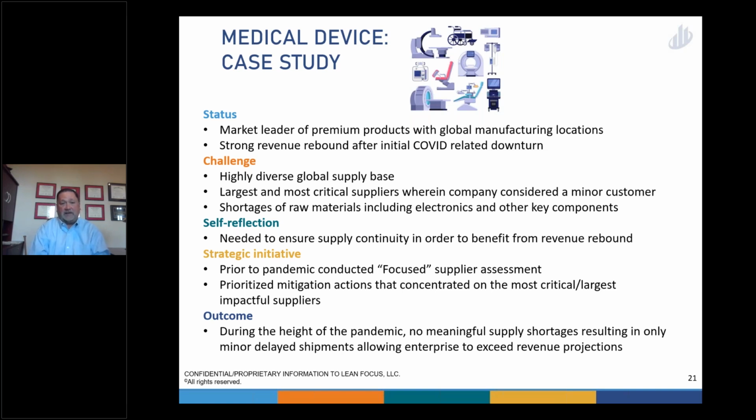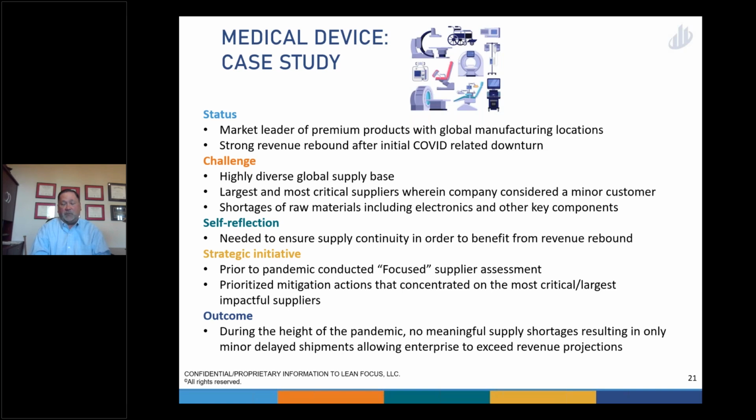The challenges that were out there were, it was a highly diverse global supply base, and many of the company's largest suppliers were ones where they were very minor customers. And even though they purchased a couple million or several million dollars' worth of goods, it was a multi-billion-dollar organization that really saw them as a minor customer. There were also shortages of raw material, including electronics and other key components. We all know these kinds of things happened during COVID, especially as it wore on.